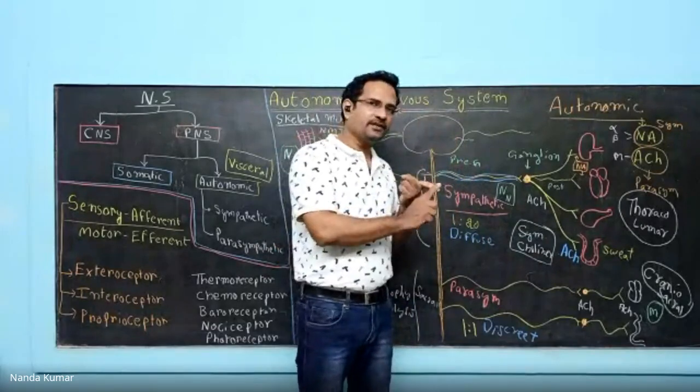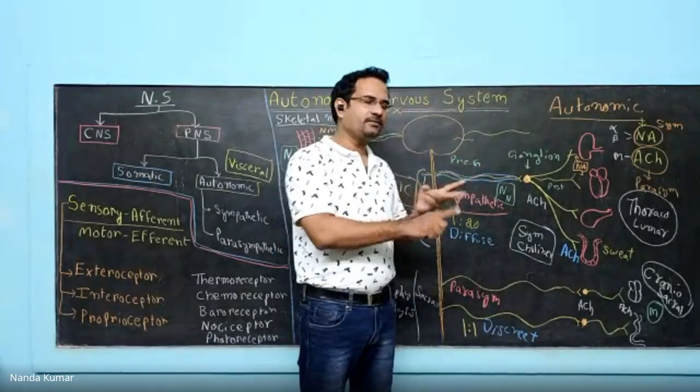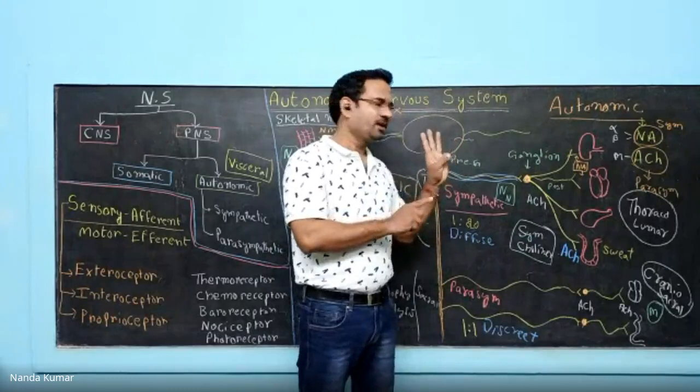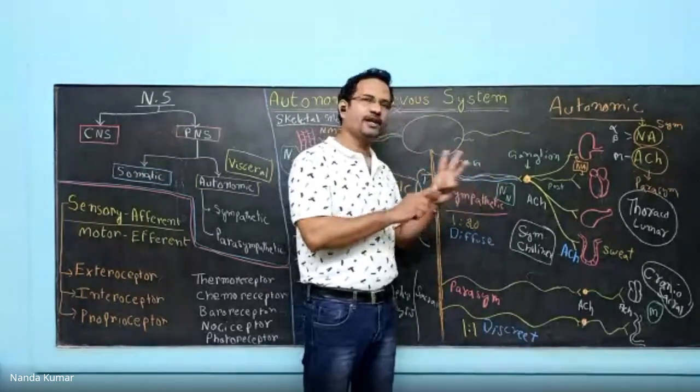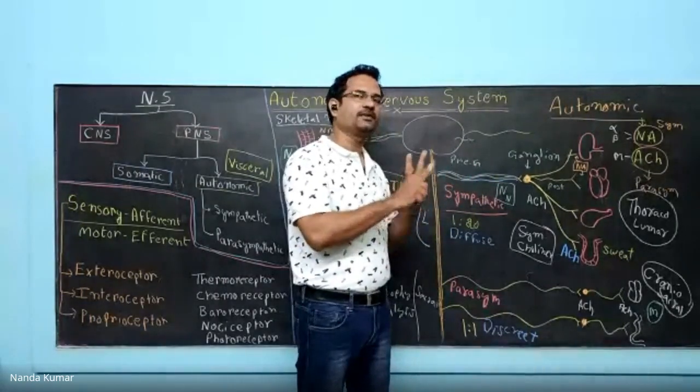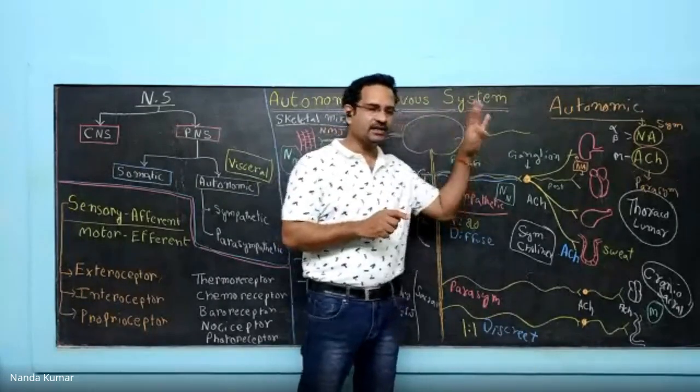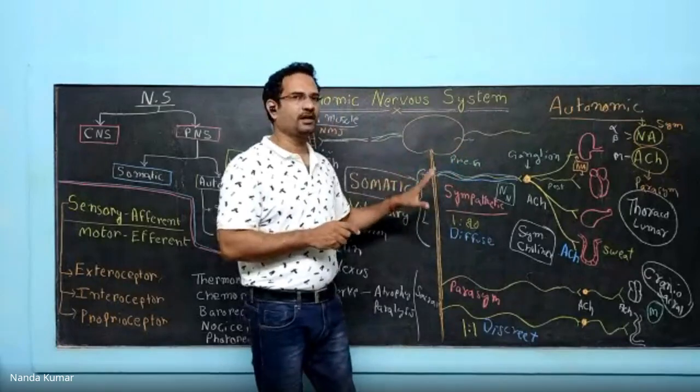You say sympathetic nervous system, adrenergic nervous system, or thoracolumbar. All of them are the same. You say parasympathetic nervous system, cholinergic nervous system, craniosacral system. All of them are the same. These are all synonyms. You need to understand them, then everything will become clear.